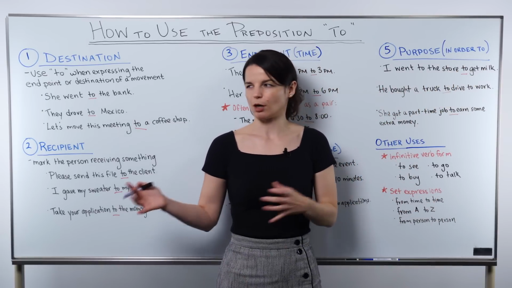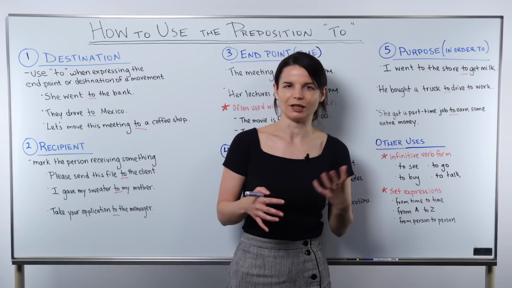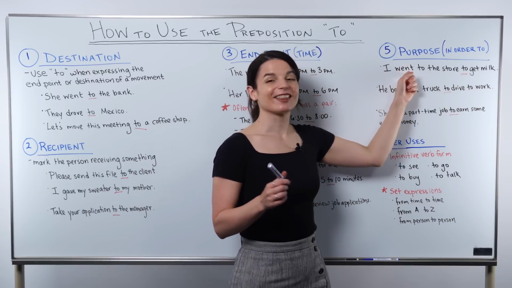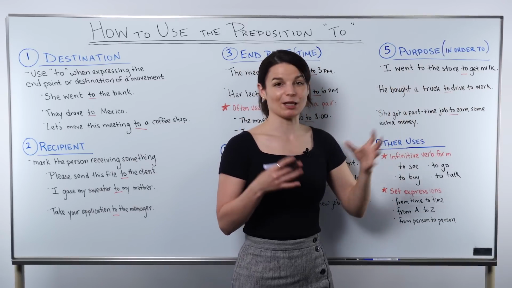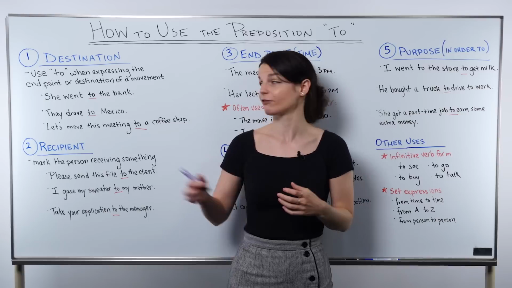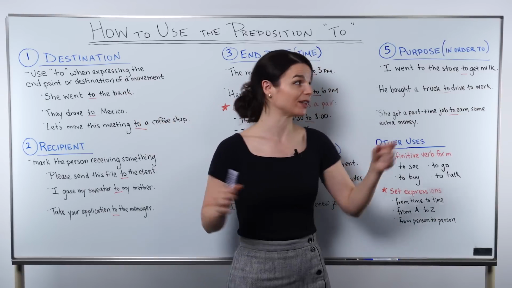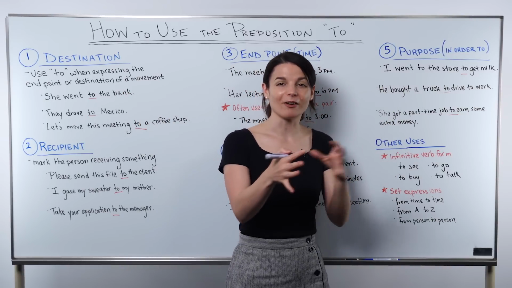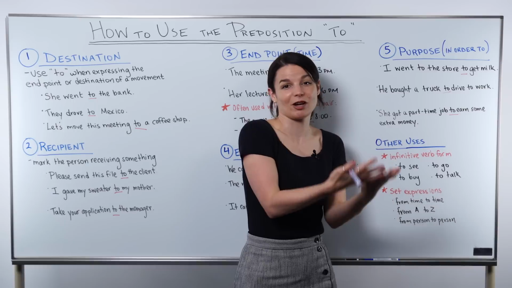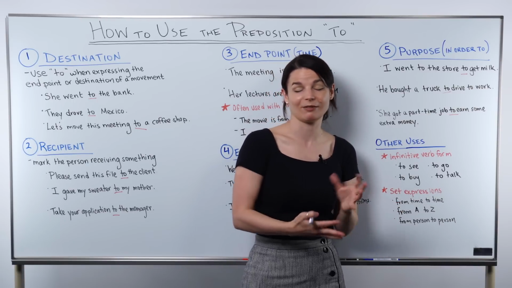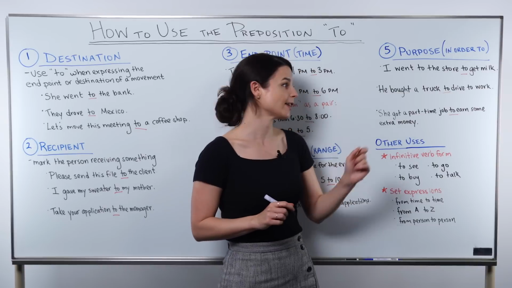How do you know when it's a purpose to or a travel to? A good hint is that there's some kind of information at the beginning of the sentence. There's some kind of travel, like we see here, I went to the store. There's something that's already happening there, and then we have extra information about the reason that happened.